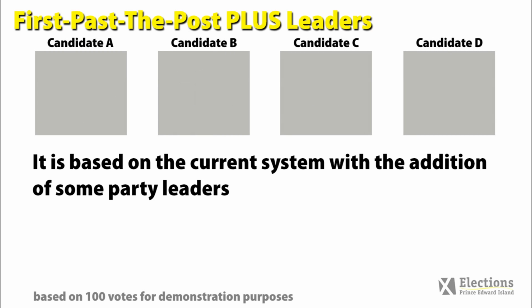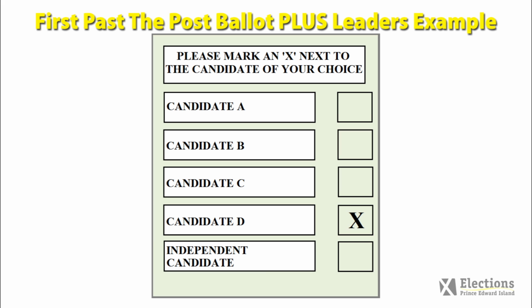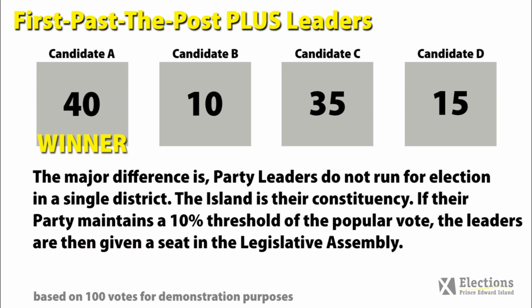The next system to discuss is first past the post plus leaders. It is based on our current system with the addition of some leaders. Here's a sample ballot of how it looks, just like the first past the post ballot actually. With this system, the candidate with the most votes wins. The difference comes with the modification of adding leaders to the Legislative Assembly once their party achieves a threshold of 10% of the island-wide popular vote. The leaders would not run in any one district. The entire island would be their constituency.